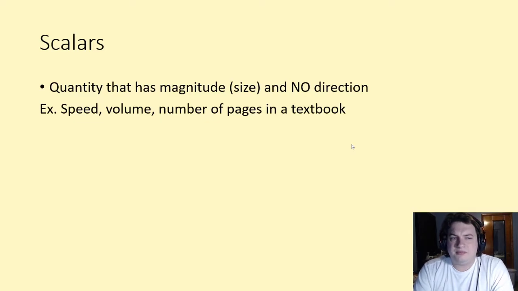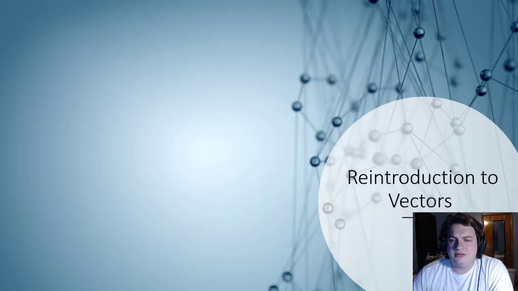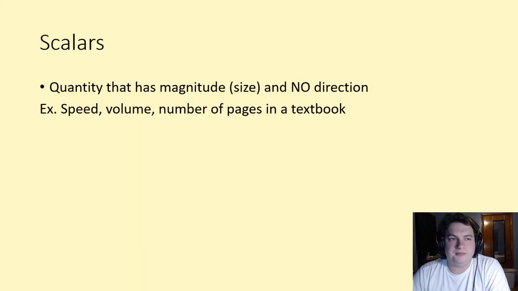A scalar is a quantity that has a magnitude or size and has no direction. An example being speed, so I'm going 5 miles an hour. A vector, on the other hand, is a quantity with both magnitude and direction. So I'm going 5 miles per hour to the east. So notice that distinction. In our first lesson back, we're just looking at a reintroduction to vectors.